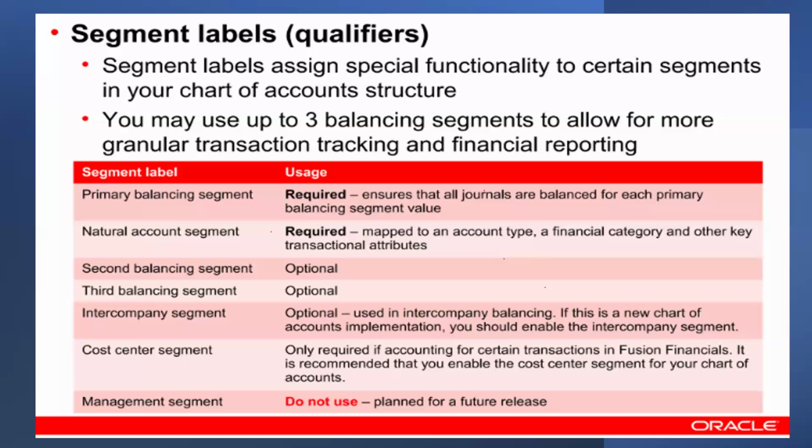Then you can fetch the data. For that, generally we use this primary balancing segment. So this is mandatory. Required means mandatory. If you are configuring an enterprise structure, you have to provide the primary balancing segment for company or whatever entity we are creating. That should be provided for the segment. Next one, natural account.